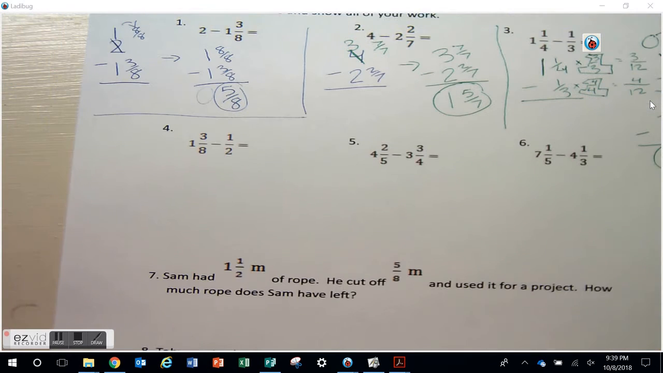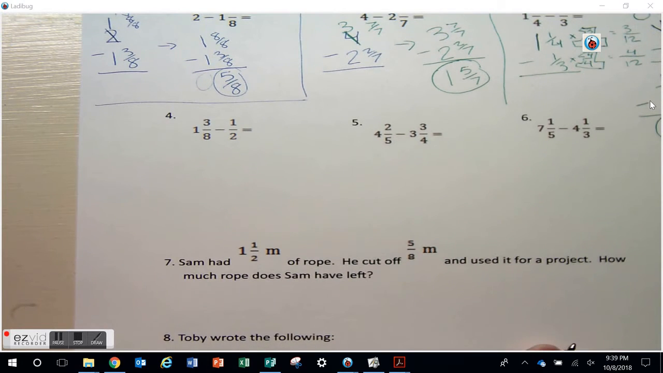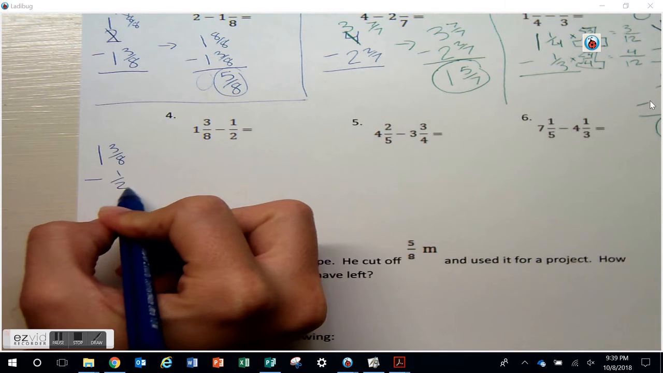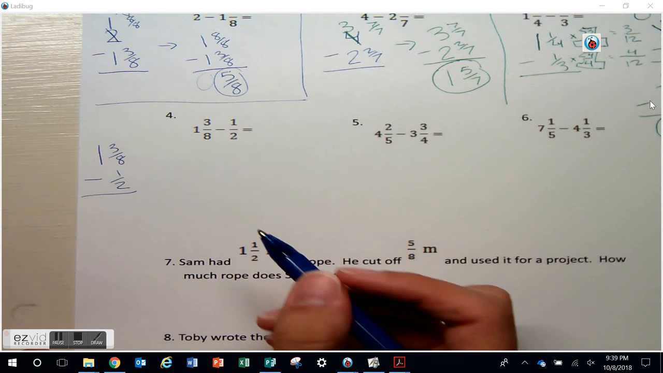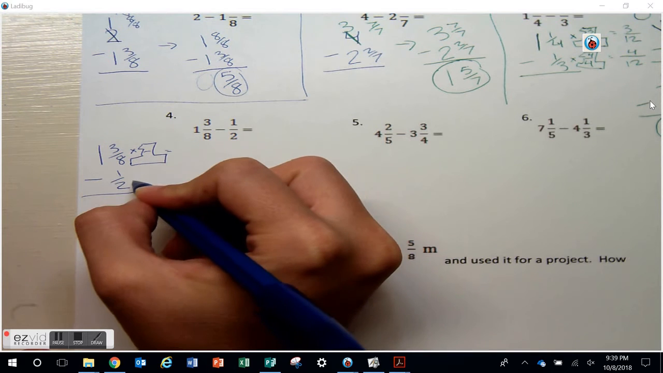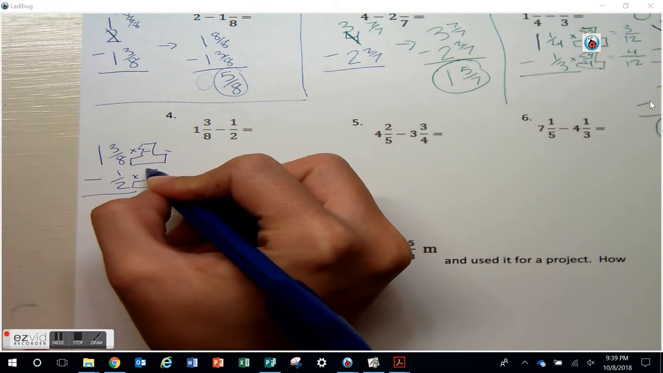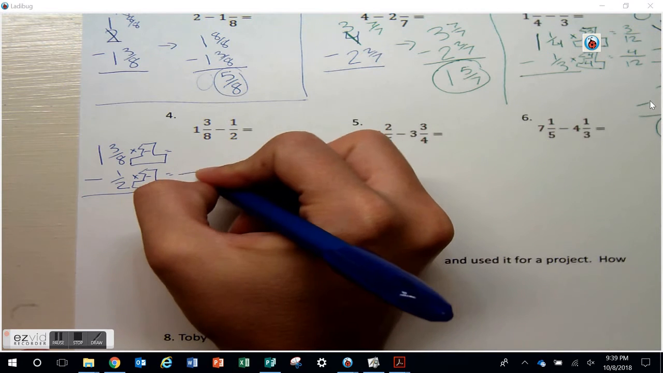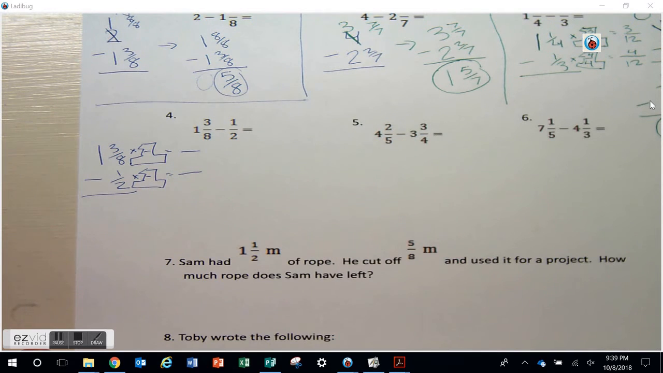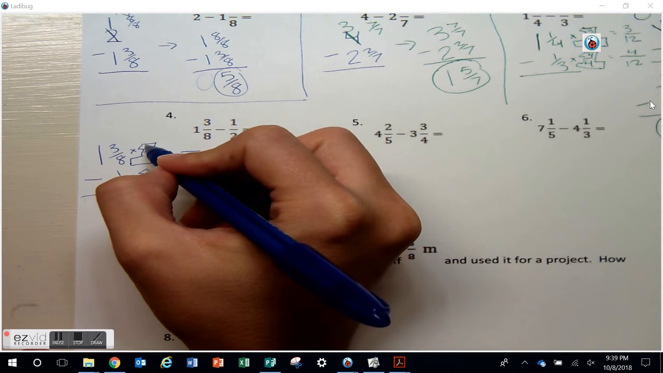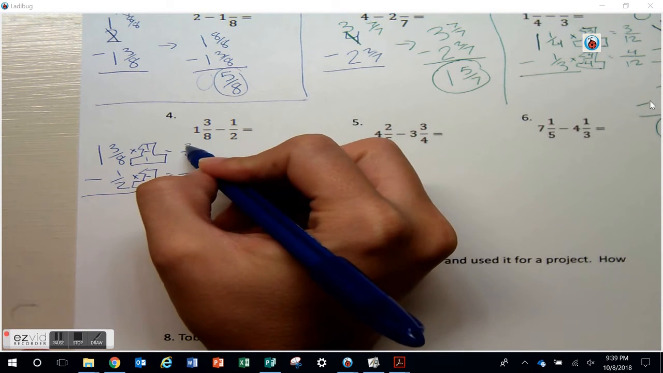Let's continue on looking at number 4. Here again, we have 1 and 3/8 minus 1/2. I want a common denominator. Can't ever add or subtract without a common denominator. And I'm going to get that by making equivalent fractions and multiplying by 1. Well, here I'm going to keep that denominator of 8.